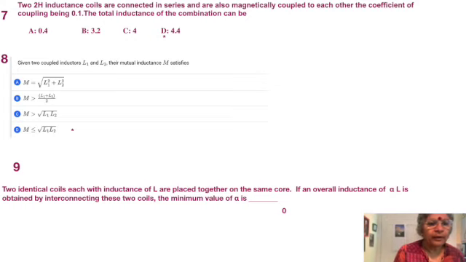Now we have two identical coils, each with inductance of L, placed together on the same core. They are either connected in series or in parallel, but they share the same flux. Okay, if an overall inductance of alpha L is obtained by interconnecting these two coils, what is the minimum value of alpha? The minimum value can at the most be 0. It cannot be negative.